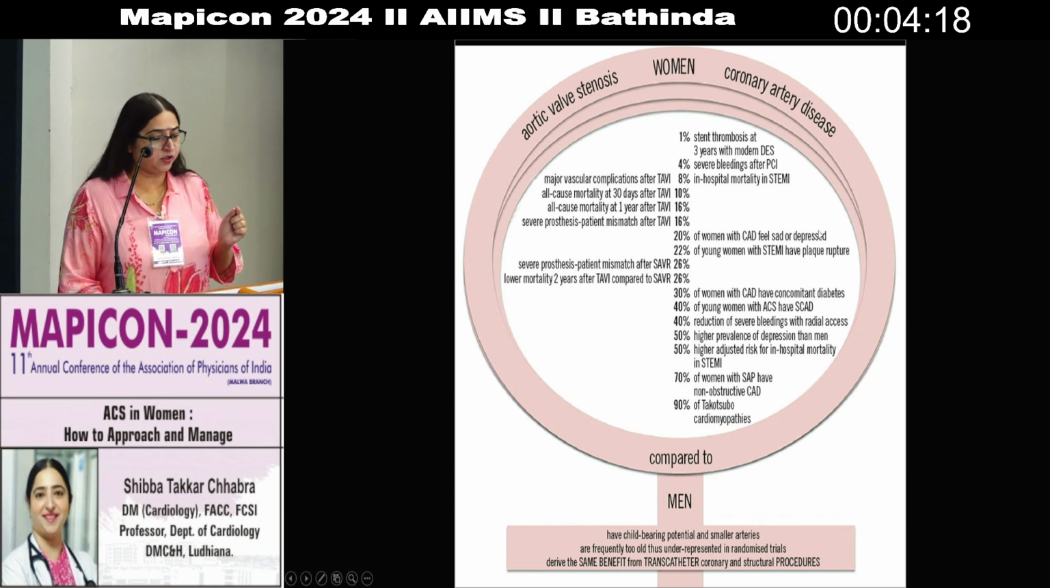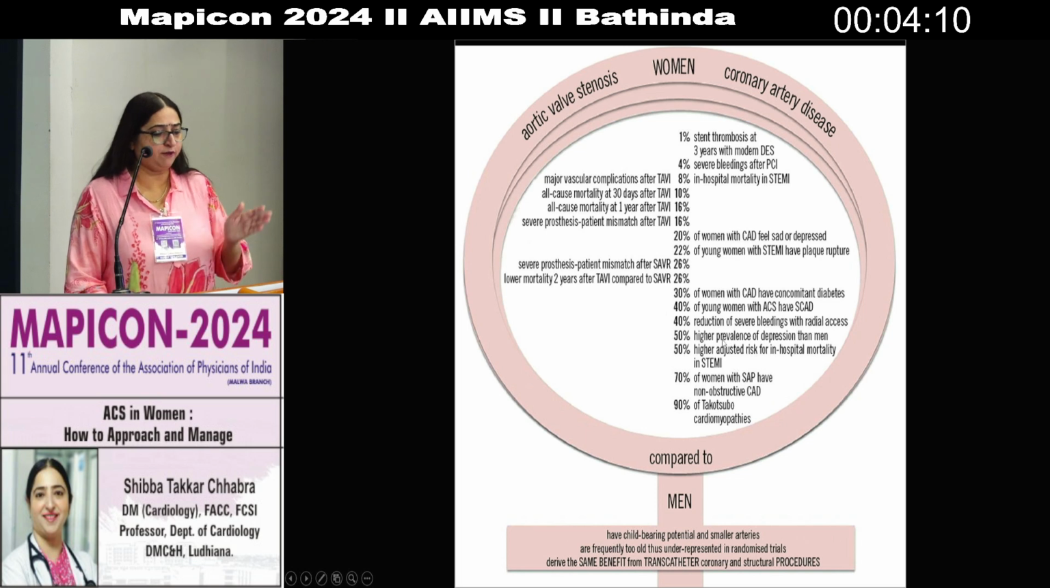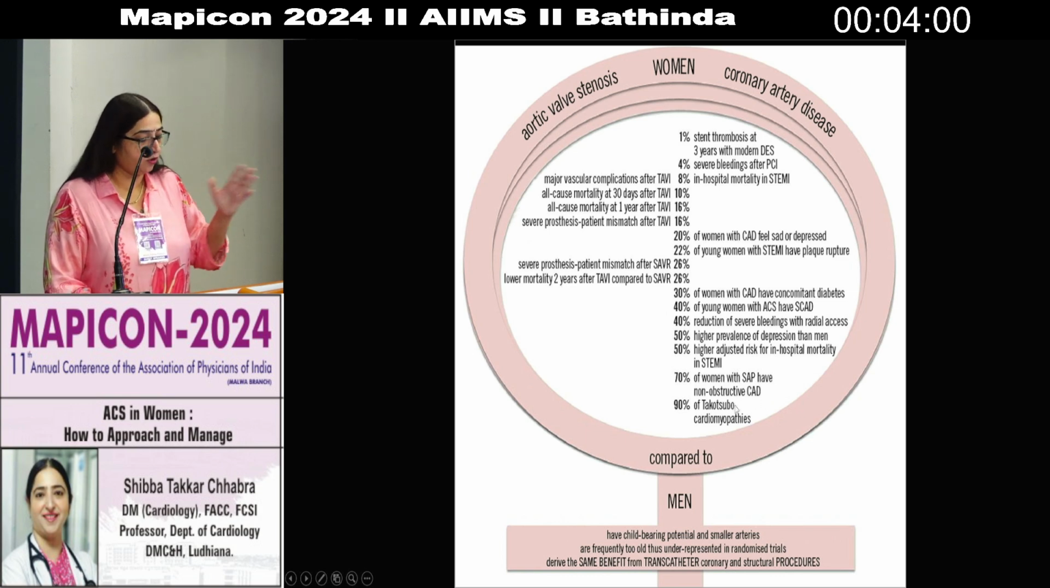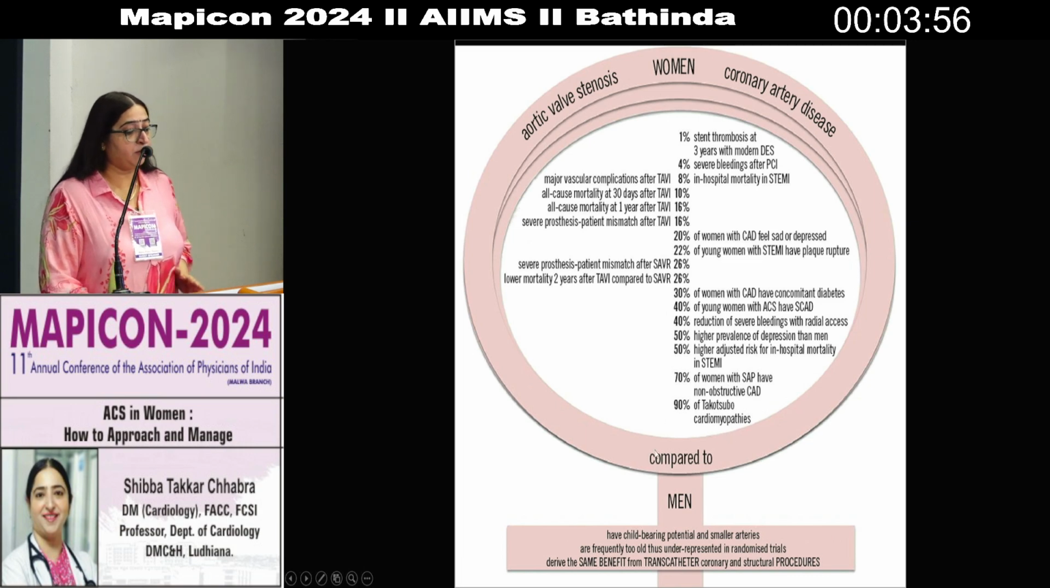20% of women are SAD, 22% of young women have plaque rupture, 30% will have concomitant diabetes, 40% have SCAD, 40% severe bleedings, 50% higher prevalence of depression, more than 50% have a higher in-hospital mortality, 70% of these patients have non-obstructive CAD, no obstruction, and 90% of them would have Takotsubo cardiomyopathies.